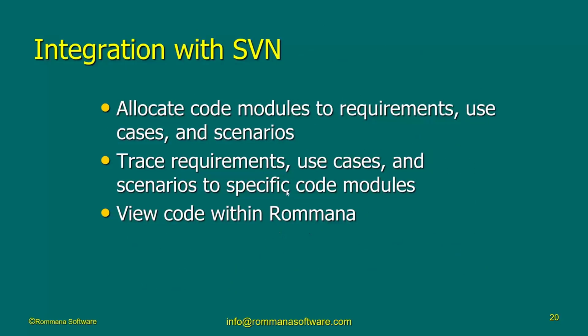The integration with the code version control is very simple. Simply, developers would use SVN to store their code modules. Then from within Rommana, you can easily see the relationship. You can see the traceability between requirements, user stories, scenarios, use cases, back to the code components. And that's important because code coverage is an important aspect of the methodology supported by Rommana ALM.